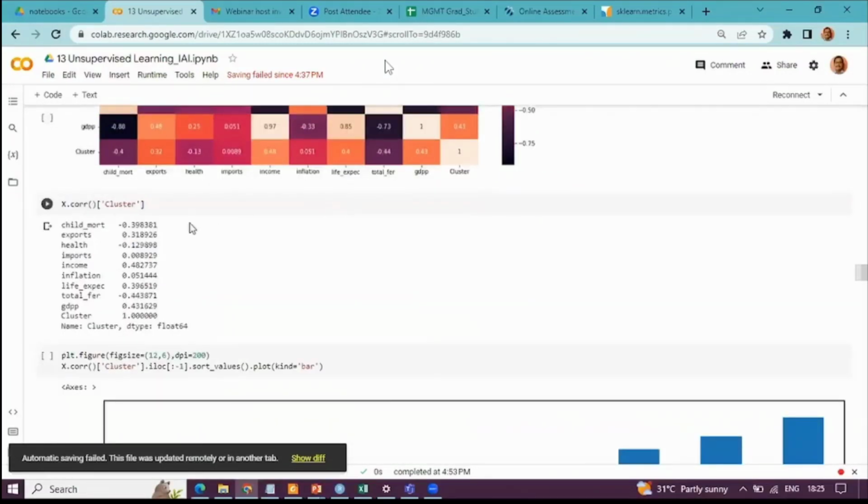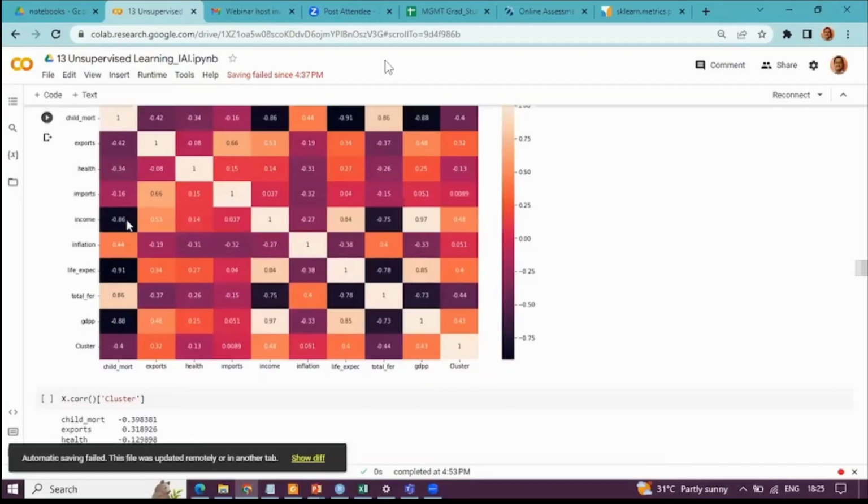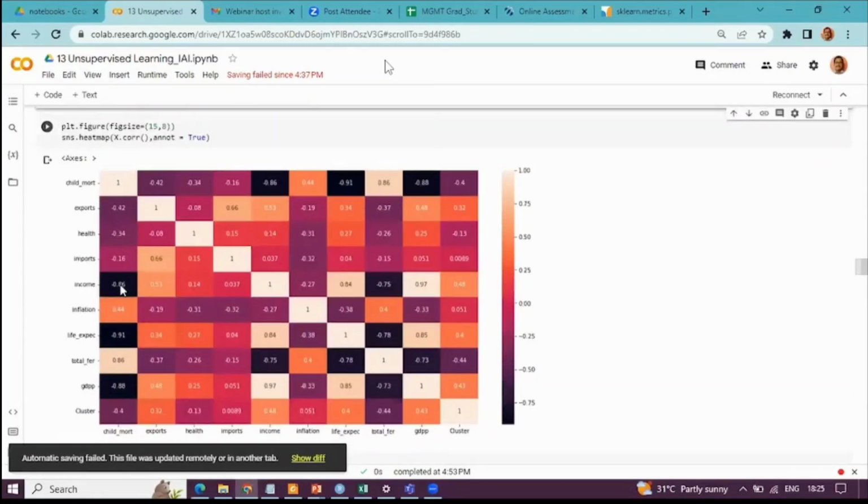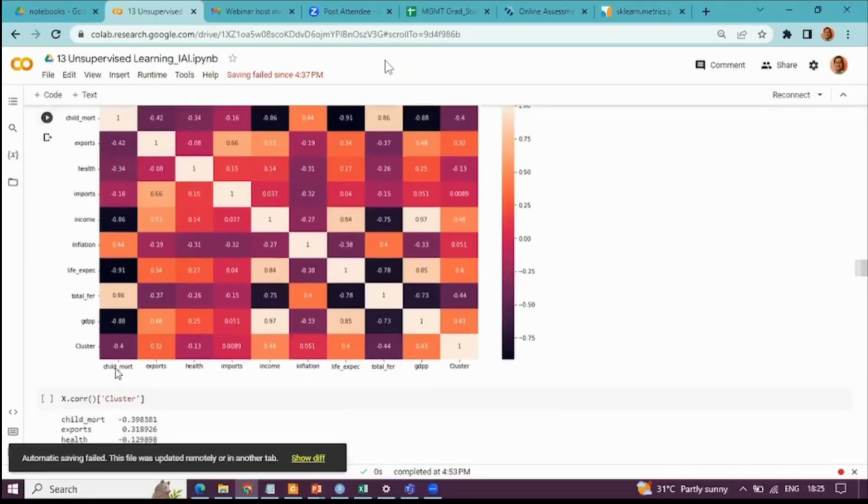So overall, if I look within the cluster, of course, there are a few variables which are highly correlated. I could see here life expectancy and child mortality. They have a -0.91 correlation. Child mortality and GDP also have a very high negative correlation. So it looks like some of the variables are very highly correlated here, whether positive or negative, but they are very highly correlated.